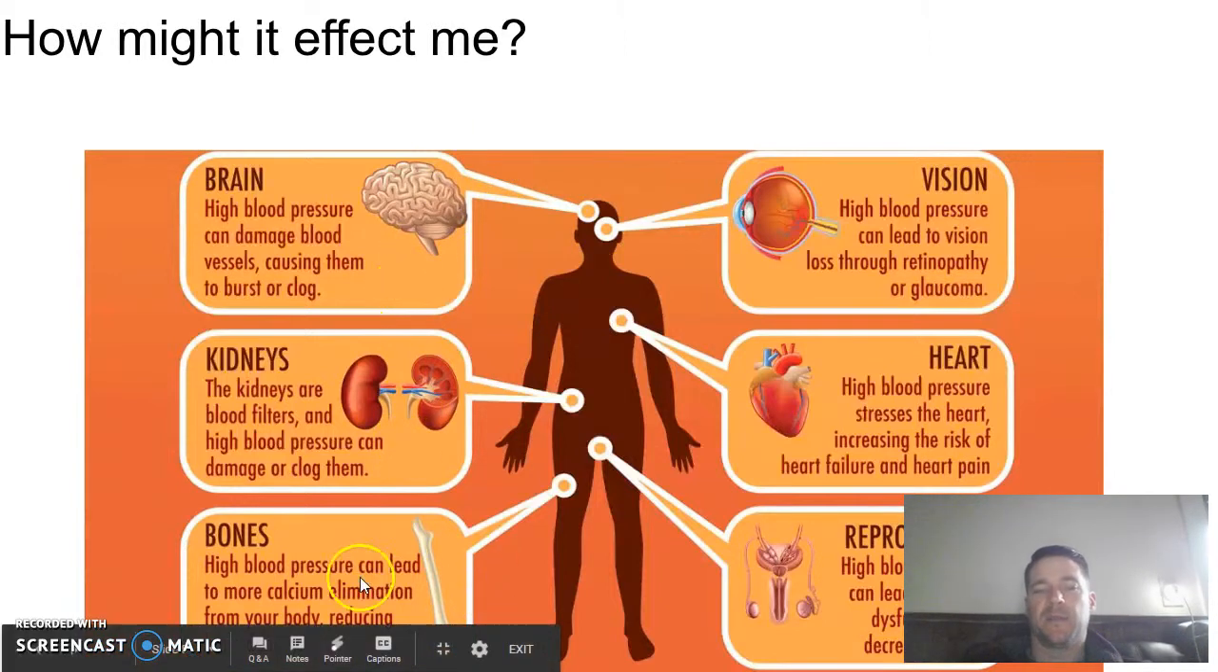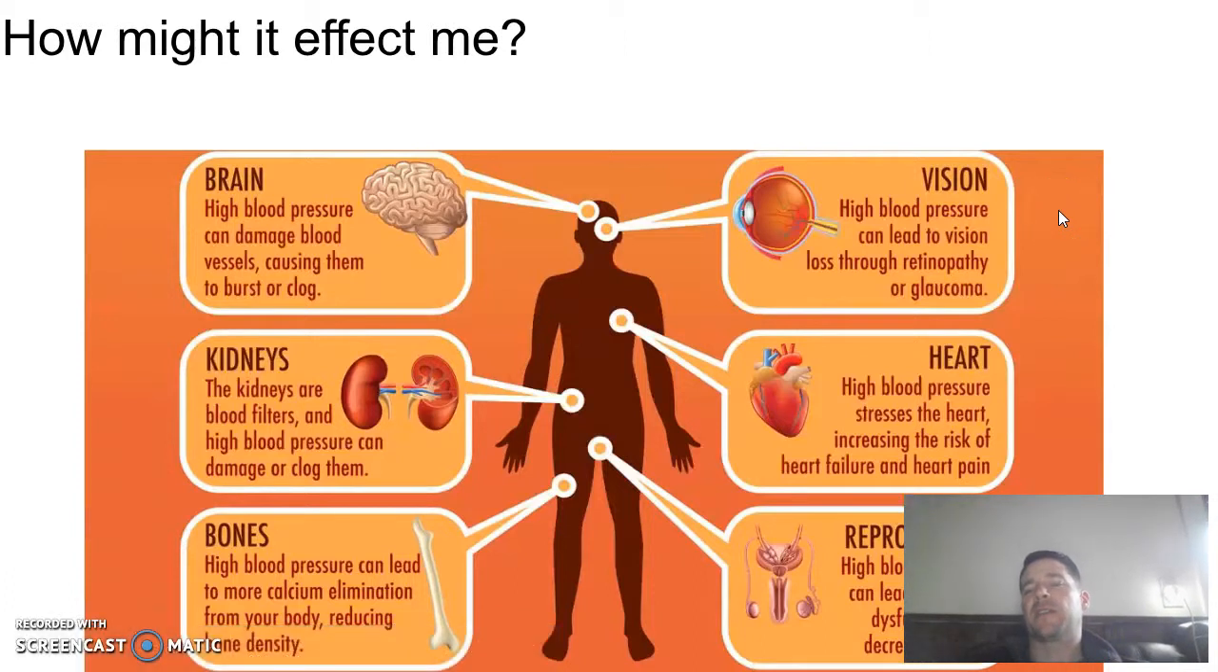Higher bone density is good. Lower bone density is bad. You can cause your bones to fracture and break. Vision: this is one that you hear quite a bit. High blood pressure can lead to vision loss or glaucoma.